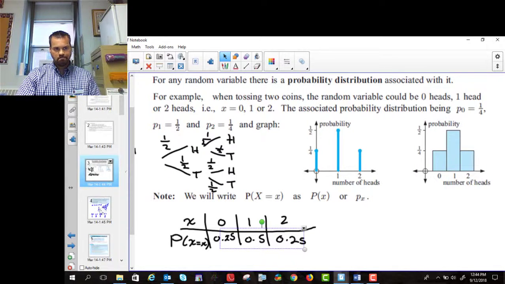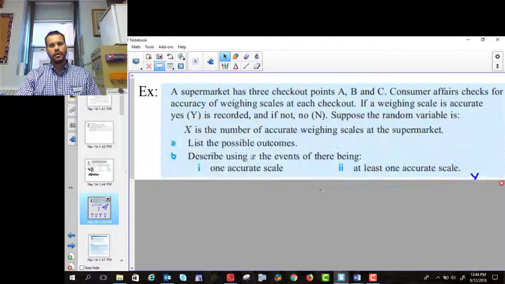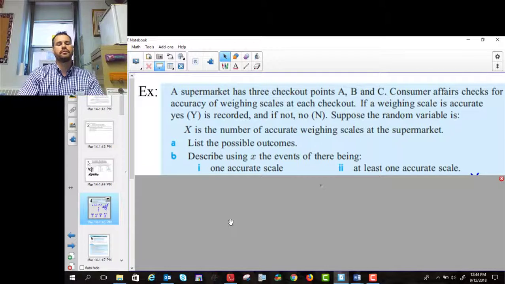Now, let's look at an example. Here's what the question says. You've got 3 checkout points, A, B, and C, and Consumer Affairs decides to check for the accuracy of the scales. If it's accurate, they say yes, and if it's not, they say no. Pretty simple. Suppose the random variable is X, and X stands for the number of accurate weighing scales. So we want to list all the possible outcomes. How many different numbers are there of possible accurate weighing scales?